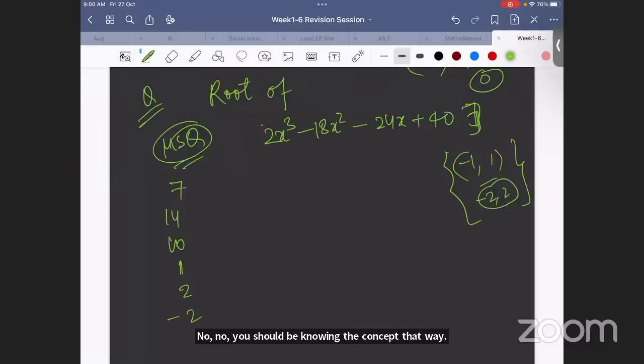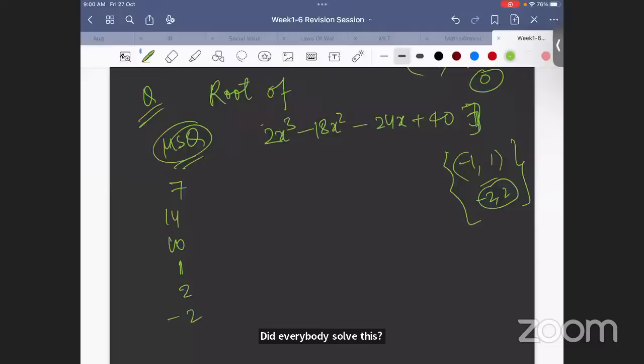So 1, 10 and minus 2 are the roots. There will be 3 answers because you have a polynomial of degree 3, right? Yes, sir. 1, 10 and minus 2. Did everybody solve this? Yes, sir.